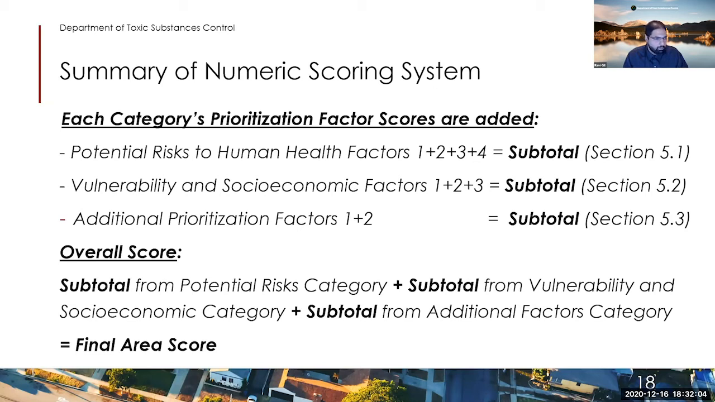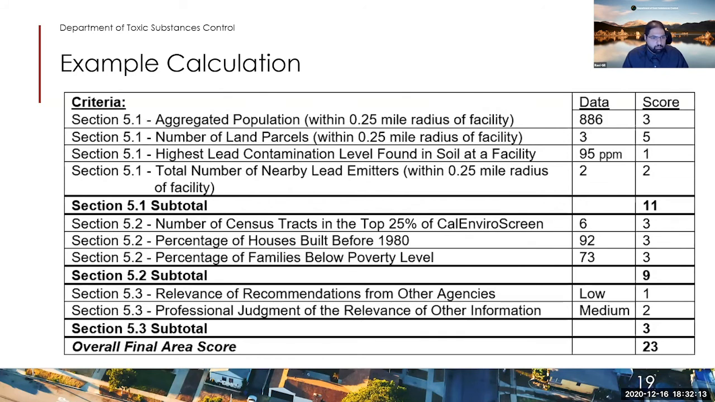Next slide, please. Here on slide 19 is an example of a score calculation for an area. As can be seen, each prioritization factor is scored, followed by the calculation of each section's subtotal score, which in turn is followed by the addition of all subtotal scores to calculate the overall final area score. All scored areas will be ranked using the overall final area score, with the highest scored area considered first for investigation or further evaluation. Next slide, please.